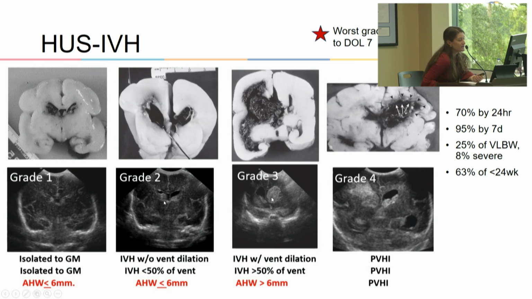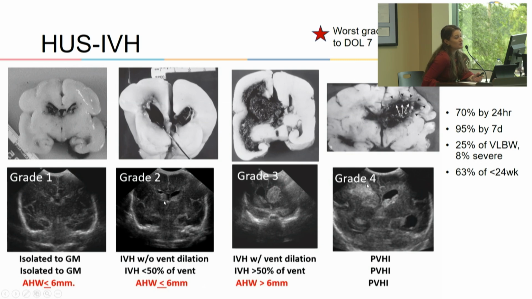Grade 3 is blood in the ventricles with ventricular dilation. And it's important to know that we use this grading system based on the worst grade up to day of life 7. Dr. Moriarty is going to talk a lot more about this, but you can get post-hemorrhagic ventricular dilatation and post-hemorrhagic hydrocephalus after you have bleeding into the ventricular system, but that would not make that a grade 3 unless it happened more proximal to the actual bleed, right? So that's important to know that the official grading is actually the worst grade in the first week of life.